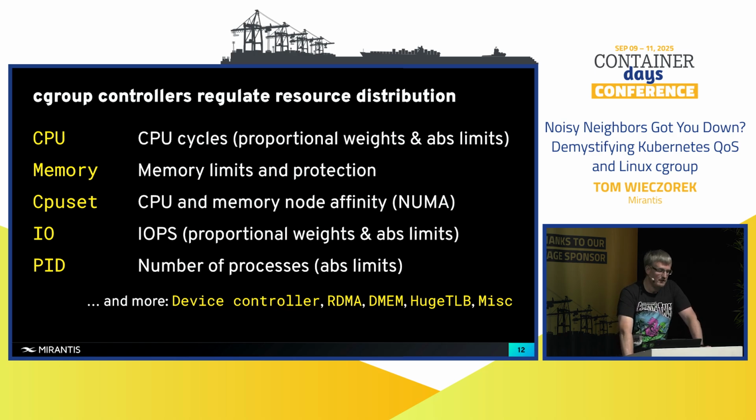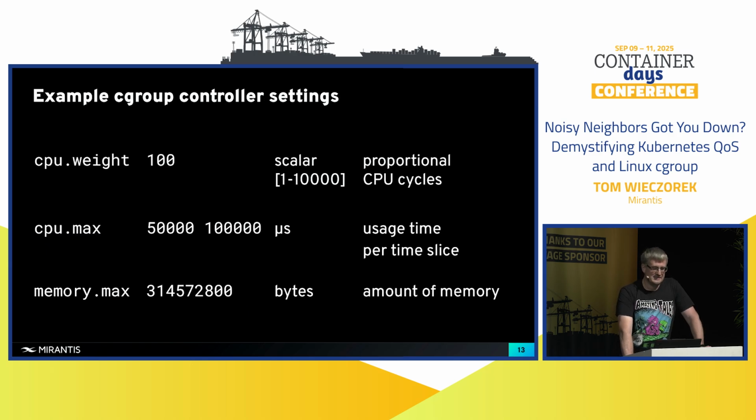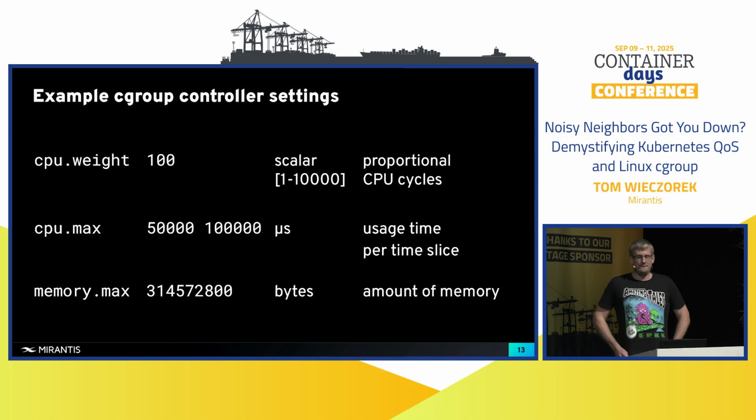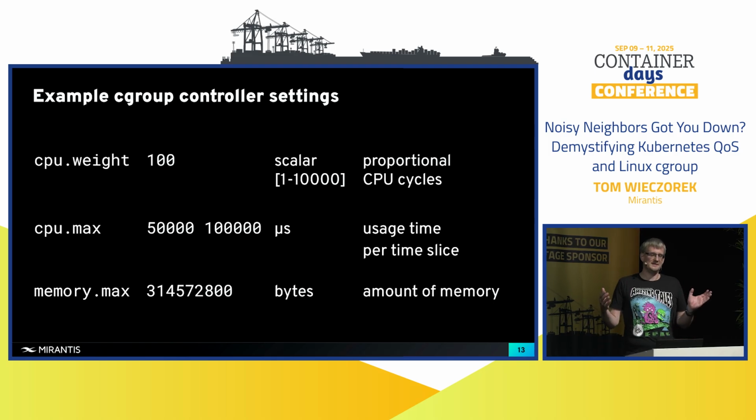And the cgroup controllers themselves expose certain settings, which usually are in this dotted notation, and they are very much dependent on the cgroup controller itself. Usually the naming pattern is controller name dot value. In this case, the CPU controller has a setting called weight. The memory controller has a setting called max, and then you can set a certain value on those settings, and they have a special meaning depending on which setting they are.